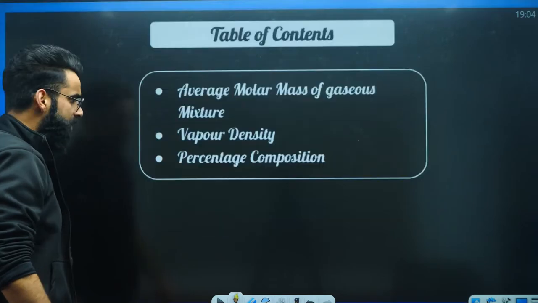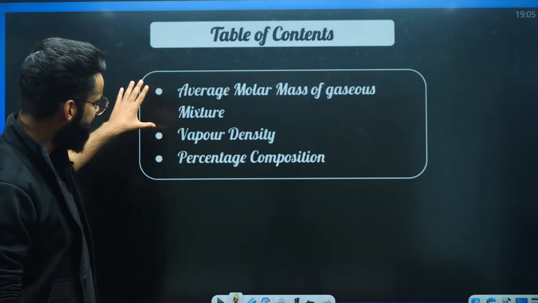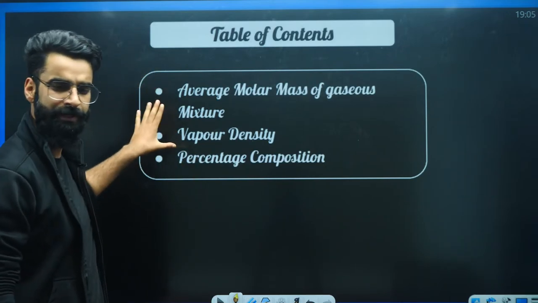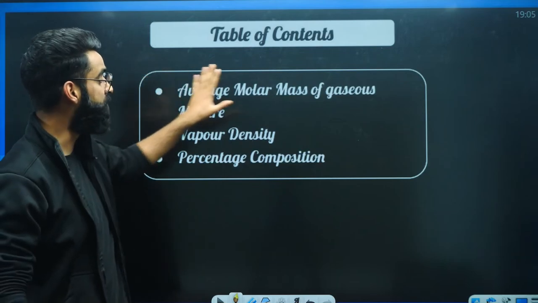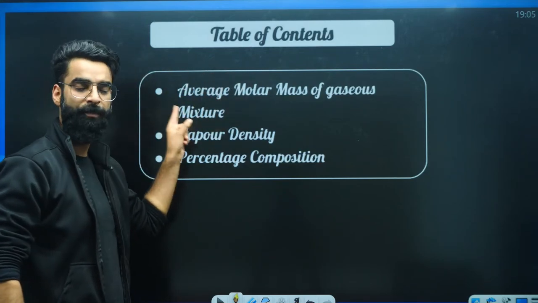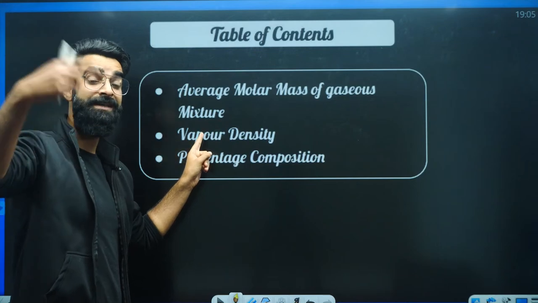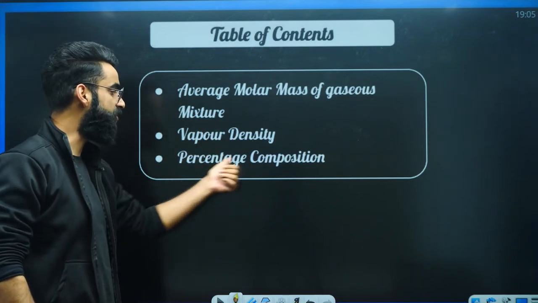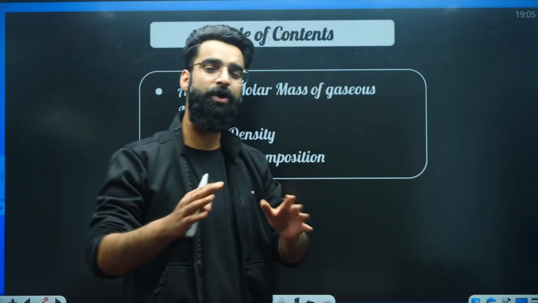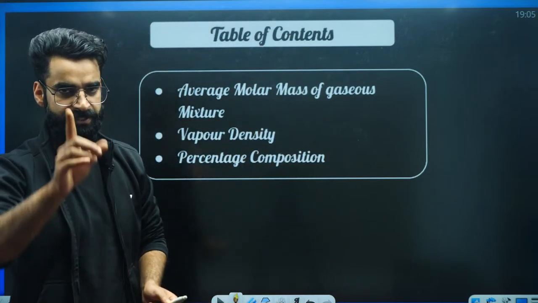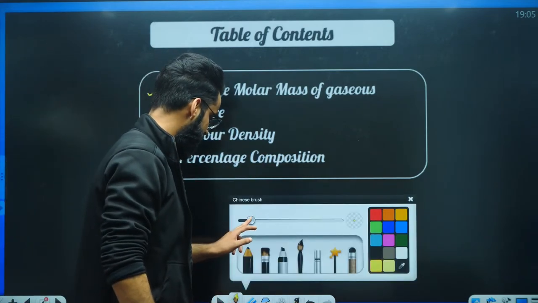So let's have a look at the table of contents which we are going to do in today's session. My dear students, these are the 3 very, very important topics, which are frequently used in the rest of the physical chemistry as well. Starting with average molar mass of the gaseous mixture. This will be our first topic, which we shall be covering today. After that, we shall be talking about vapor density, which is used in chemical equilibrium as well, if you remember. And then you have got percentage composition, which is used almost everywhere in almost all the chapters of physical chemistry. So the first topic which we will be covering today is average molar mass of the gaseous mixture.